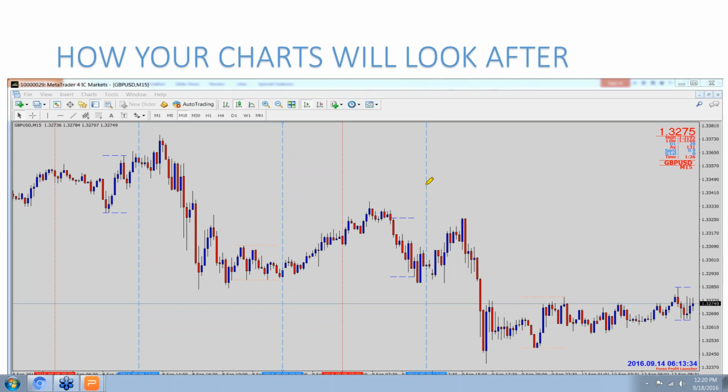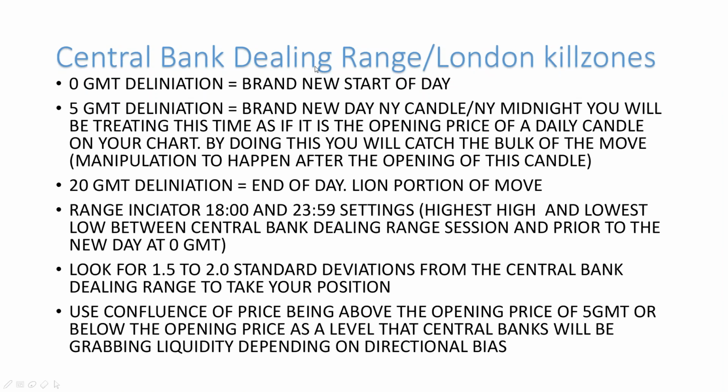This is going to be 20 GMT. So that's going to be where you're going to be catching the bulk of the daily move. So the central bank dealing range, London kill zones, 0 GMT delineation, as we've said, is the brand new start of the day. 5 GMT delineation is the brand new day New York candle, New York midnight.